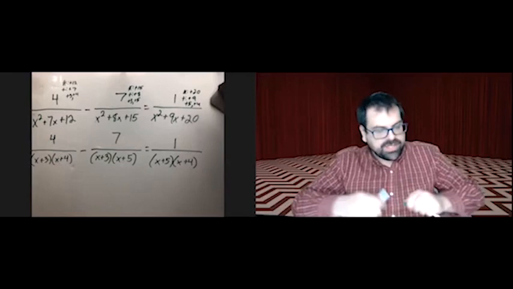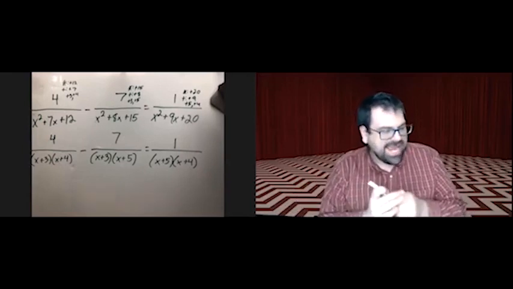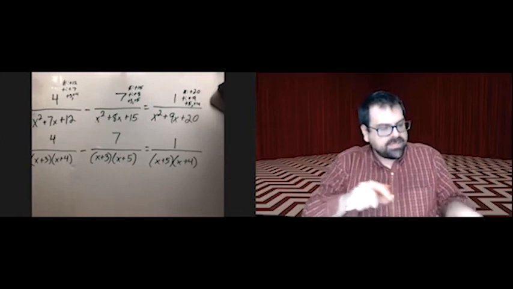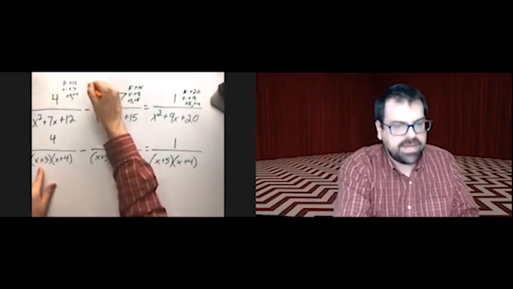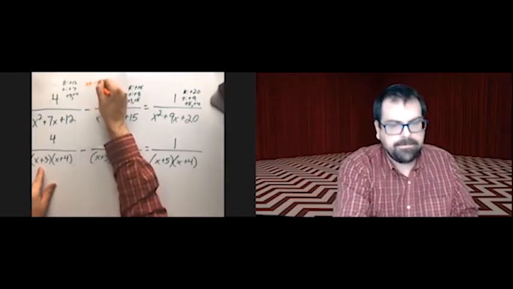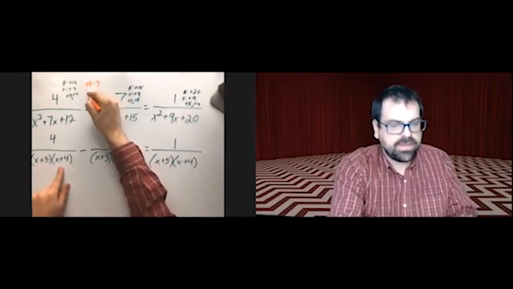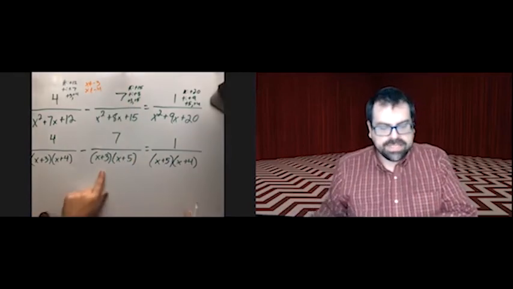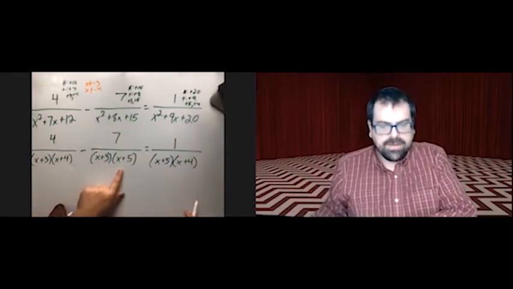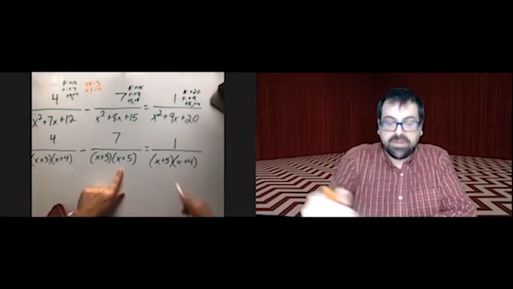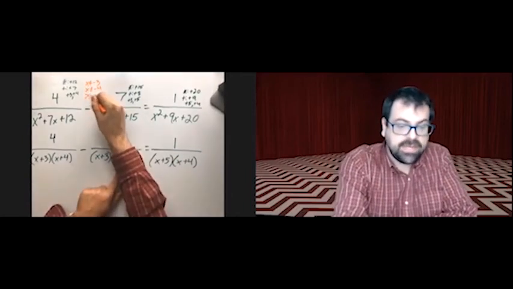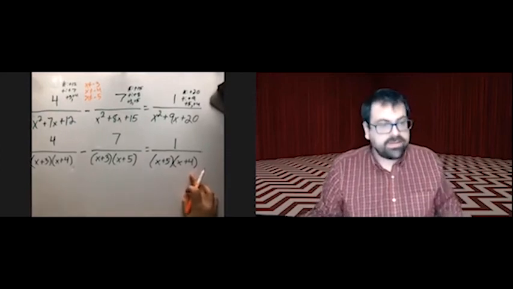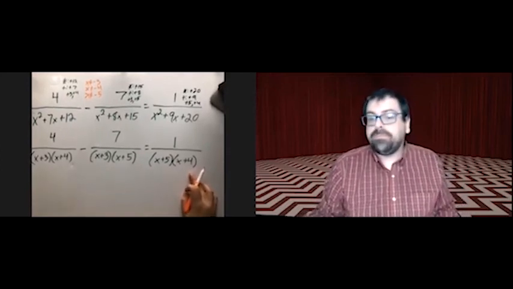So what are our restricted values? What are the values we can't have? Well, x plus 3 on the bottom means x can't be negative 3. x plus 4 on the bottom means x can't be negative 4. We already did the x plus 3. x plus 5 on the bottom means x can't equal negative 5. We already did the plus 5. We already did the plus 4.